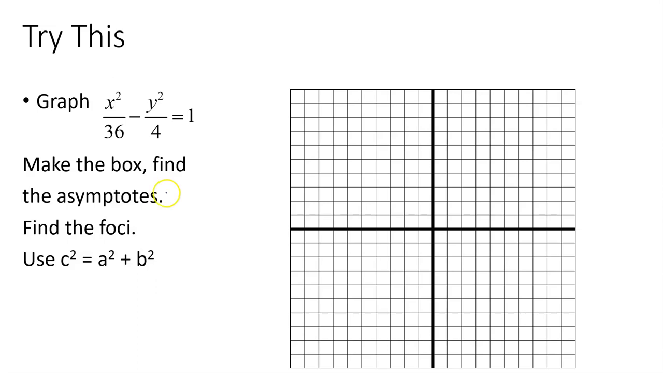All right, welcome back. Here's another one centered at the origin. So 0, 0 is our center. The square root of 36 is 6. In which direction? In the x direction. So 1, 2, 3, 4, 5, 6, and 1, 2, 3, 4, 5, 6. The square root of 4 is 2. So 2 up, 2 down. That lets me build the corners of my box.